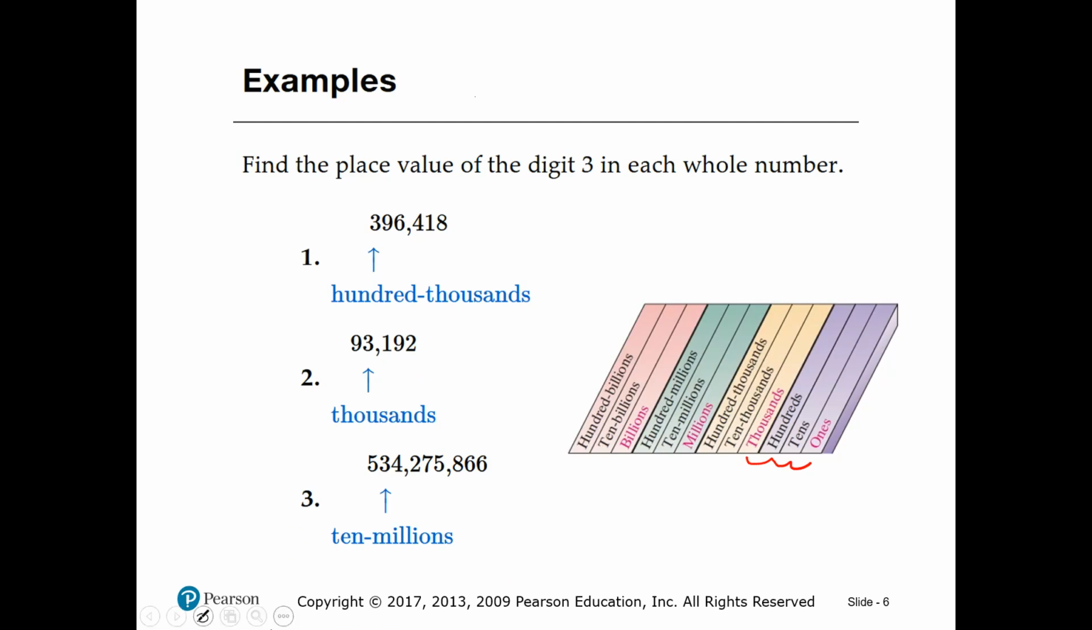Okay, and then finally the last one, let me clear this out. The last one says 534,275,866. Okay, so we're trying to find the 3. Again, now this is 3, 6, 8 spots over. So we're going to do ones, tens, hundreds, thousands, 10,000s, 100,000s, millions, 10 million. So that's the 10 millions place, and the 3 is in the 10 millions spot.